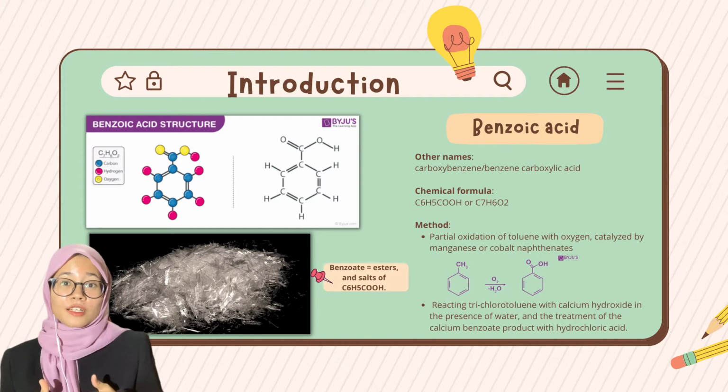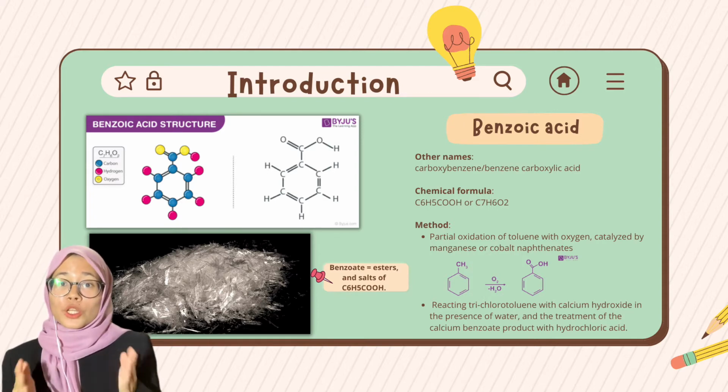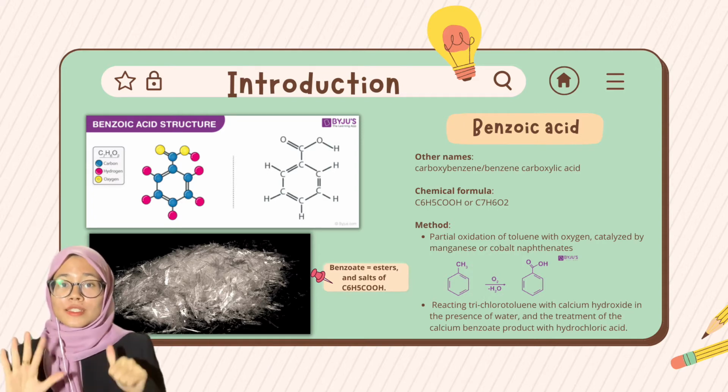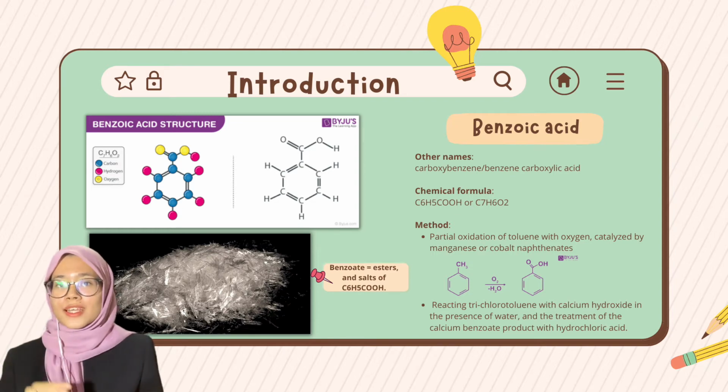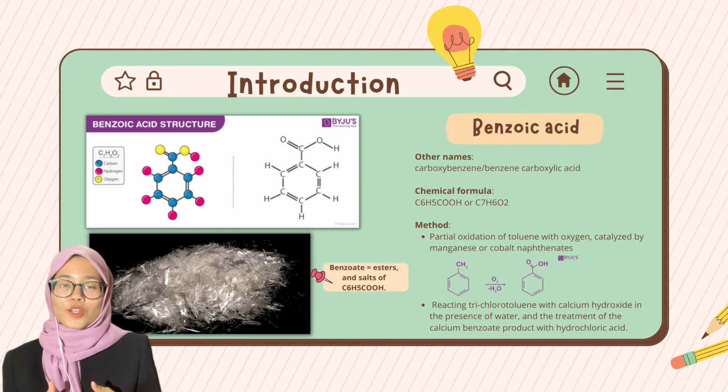The structure of a C6H5COOH molecule is illustrated below. This molecule consists of a benzene ring to which a carboxyl functional group is linked. The molecule consists of 7 carbon atoms, 6 hydrogen atoms, and 2 oxygen atoms. This compound exists as a crystalline colorless solid under normal conditions.